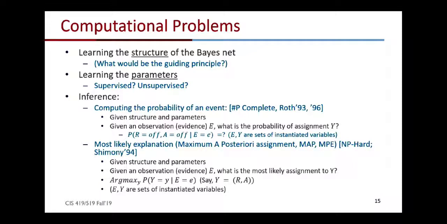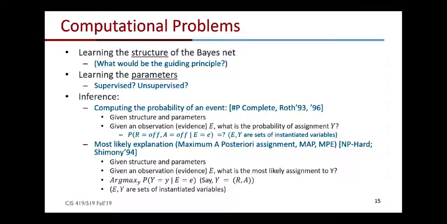And in general, this problem is very hard computationally. It's sharp-P complete, so it's harder than NP-complete. For people that know something about this, if you think about satisfiability, finding a satisfying assignment of a CNF formula, as an archetypical NP-complete problem, the sharp-P complete problem is counting the number of satisfying assignments of a CNF formula, which is a much harder problem. And one can show that computing the probability of an event in a Bayes net is equivalent to this problem. So it's hard.